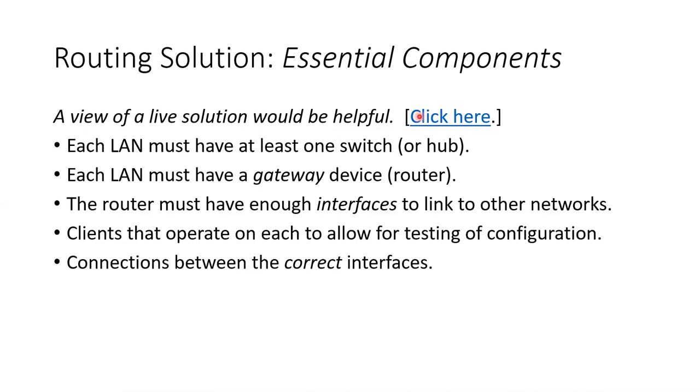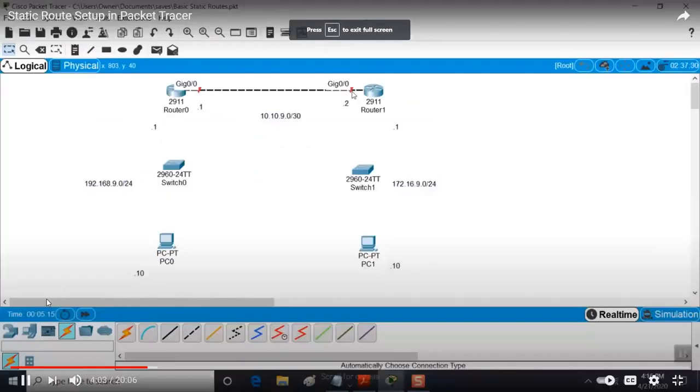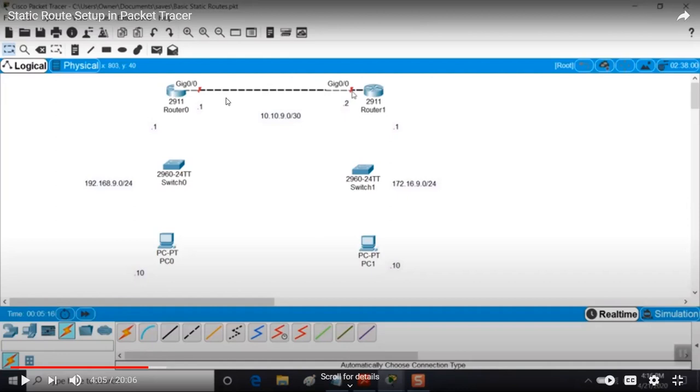And what we want to do is turn them up so that they stay up. So you have two networks, one that's defined here, one that's defined there. You have a network in between the two routers. So you have a network that connects all the routers together, but you have separate LANs, 192.168.9 and a 172.16.